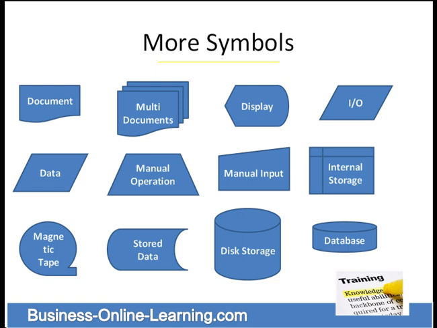There are more symbols that you can include in a process mapping. The first, the document, to define multi-documents, to show when something is displayed, to indicate when something must be switched on or off, to indicate data storage. This symbol is for manual operation or manual input, to indicate internal storage, to list up a magnetic tape, stored data, disk storage or database.